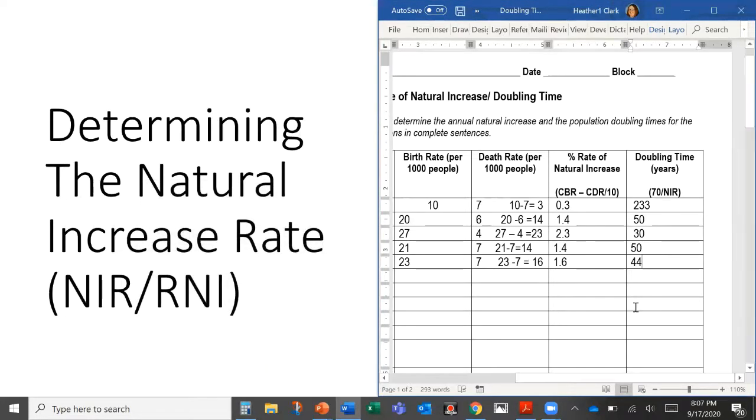So we can see that the better off their natural increase rate is, the longer they have before they double. The higher it is, the shorter the time before they double, okay?